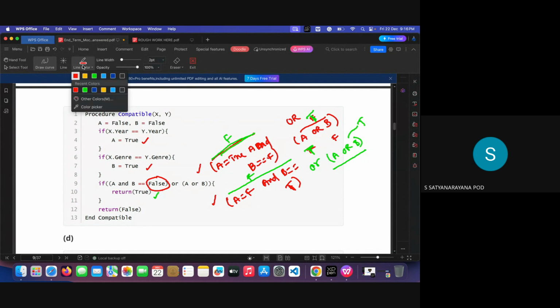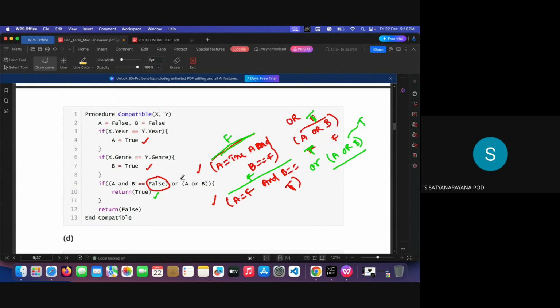Sir, in this block, both conditions are never going to be true together. That's what I'm taking, the third case. Let me go for the third case now. The third case is year is same, gender is same.